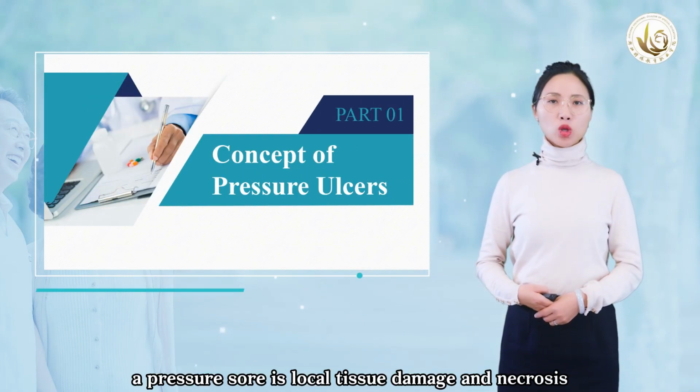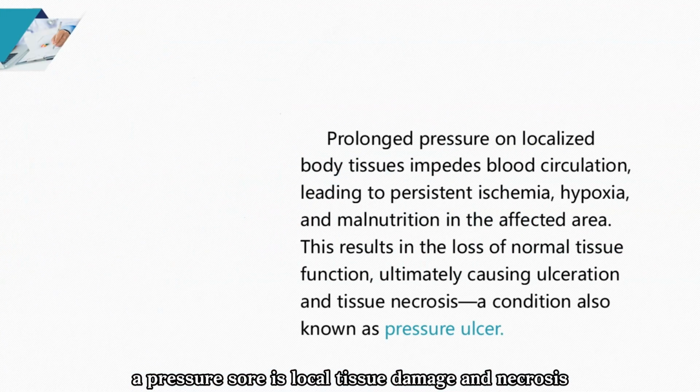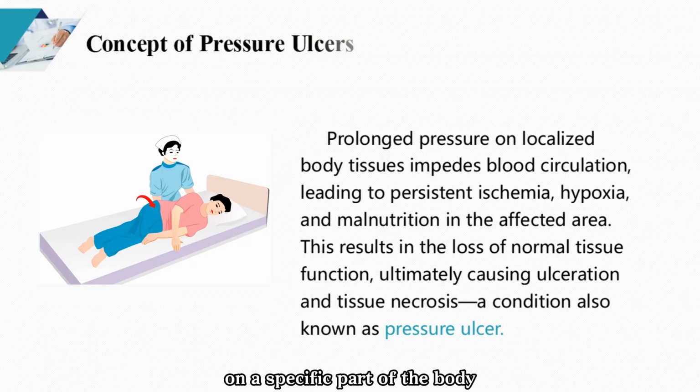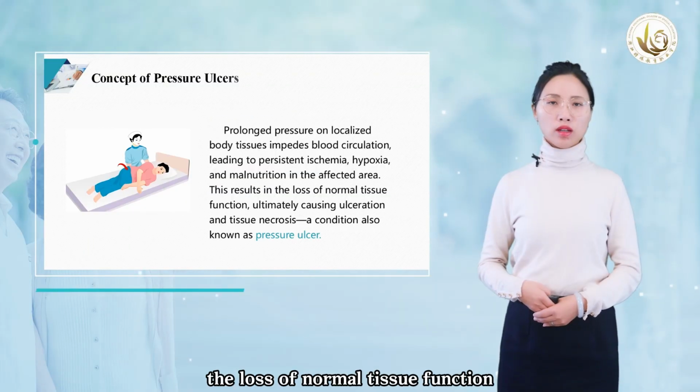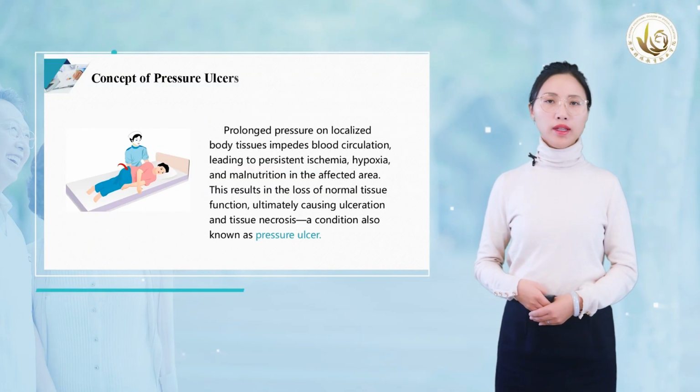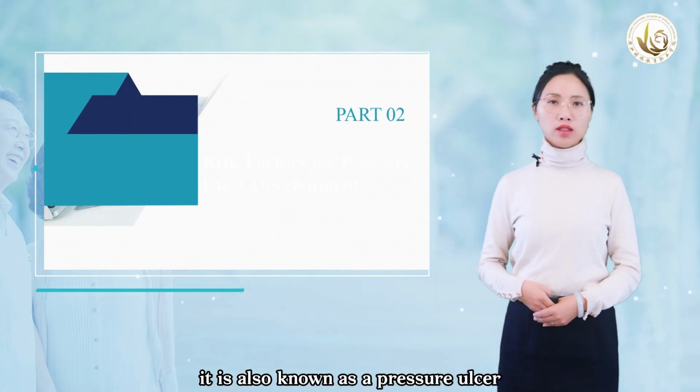1. A pressure sore is local tissue damage and necrosis caused by prolonged pressure on a specific part of the body, which impedes blood circulation, leading to persistent local tissue ischemia, hypoxia, malnutrition, and consequently, the loss of normal tissue function. It is also known as a pressure ulcer.